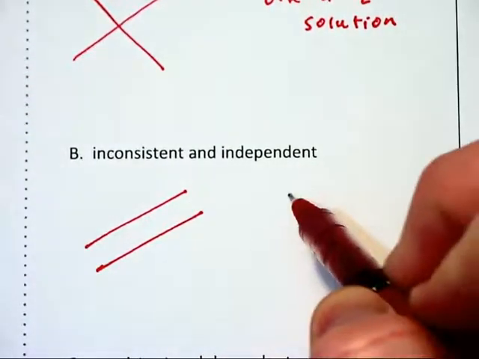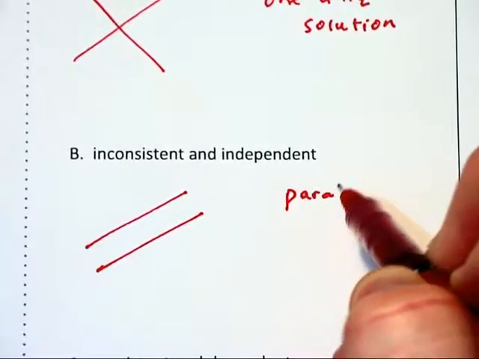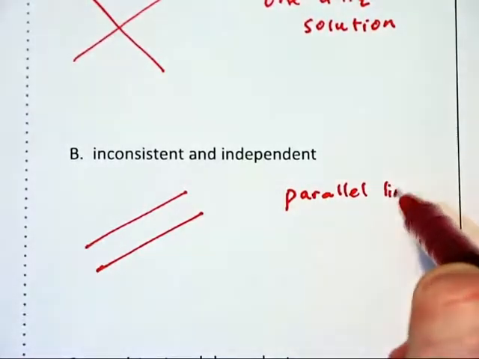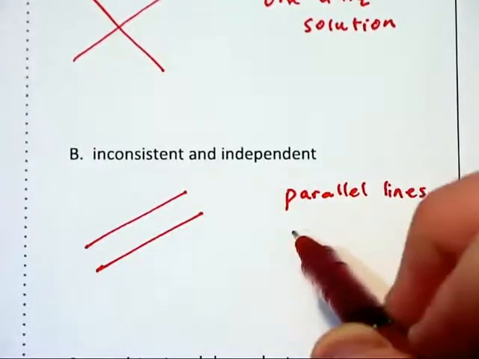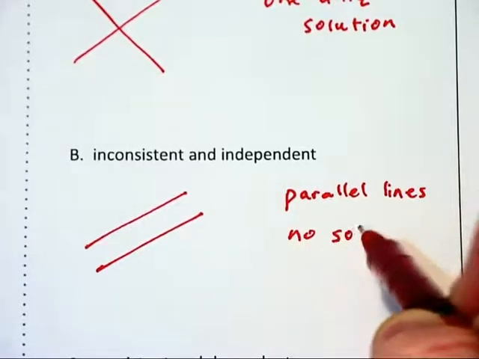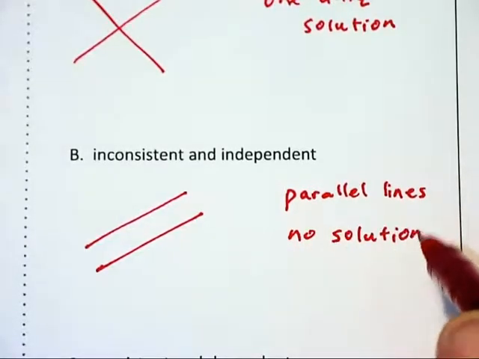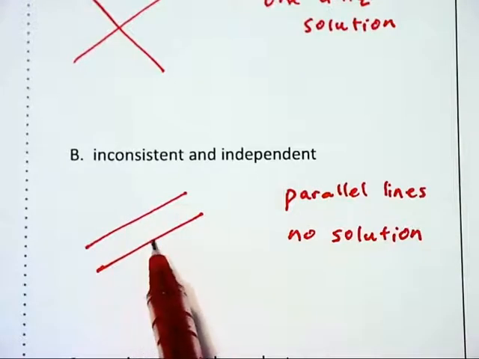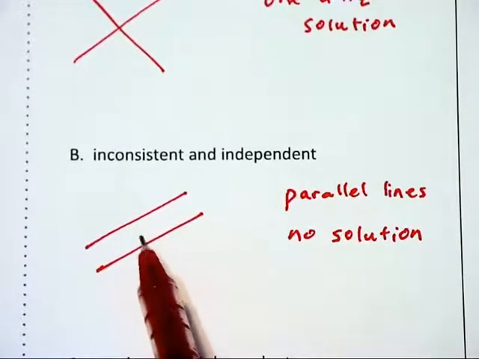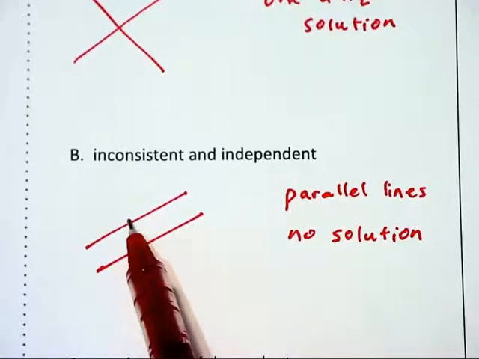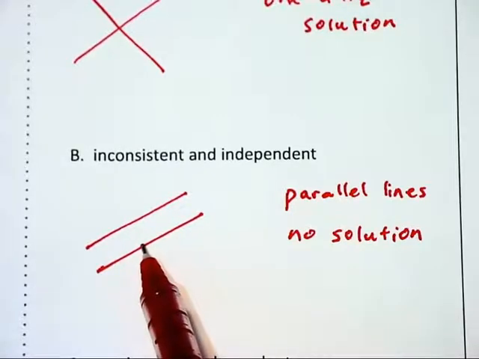That would be basically where we have parallel lines. And when you have parallel lines, there is no solution. Therefore, it is inconsistent, having no solution, but the lines are independent, they're unique, they are different lines, not intersecting.